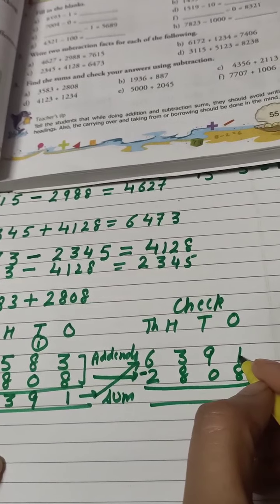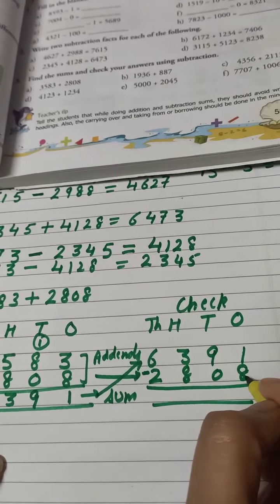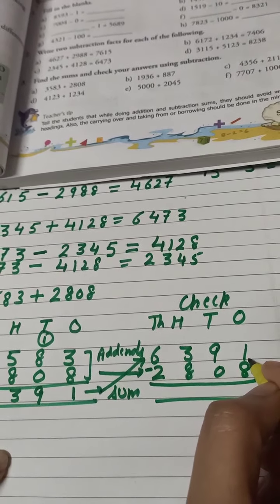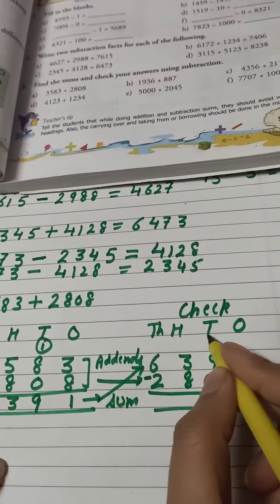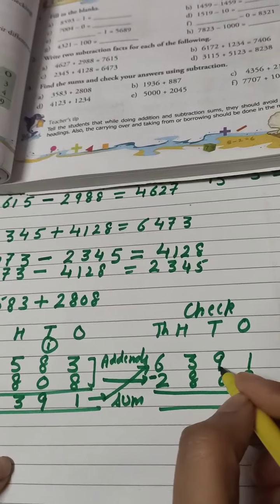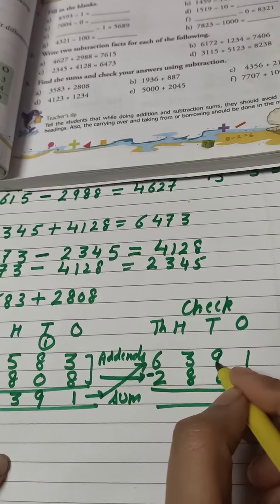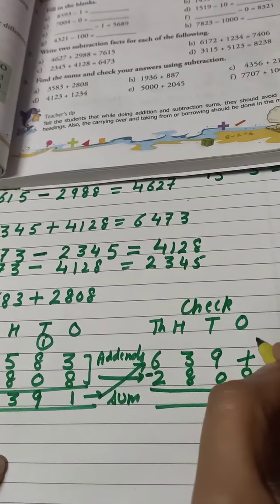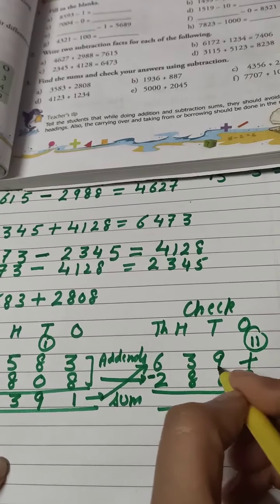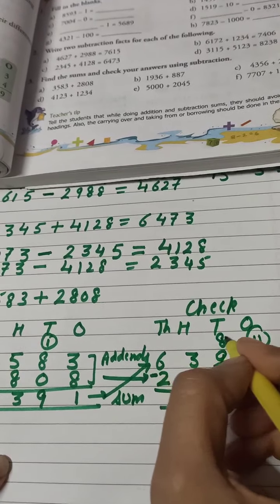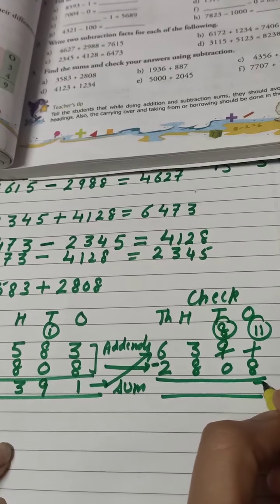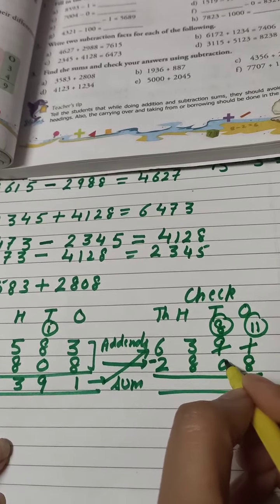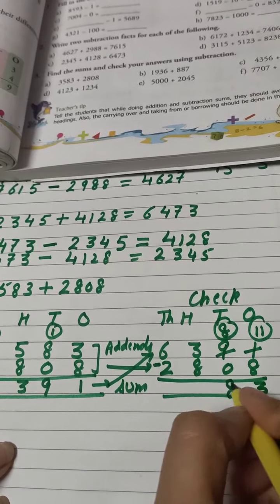Now see, 1 minus 8. Student, we can't subtract 8 from 1 because 1 is less than 8. So we will take one borrow from the tens place. So we will take one borrow from this 9. So this 1 becomes 11 and this 9 becomes, yes, 8. Now 11 minus 8, 3. So write here 3. 8 minus 0, 8.